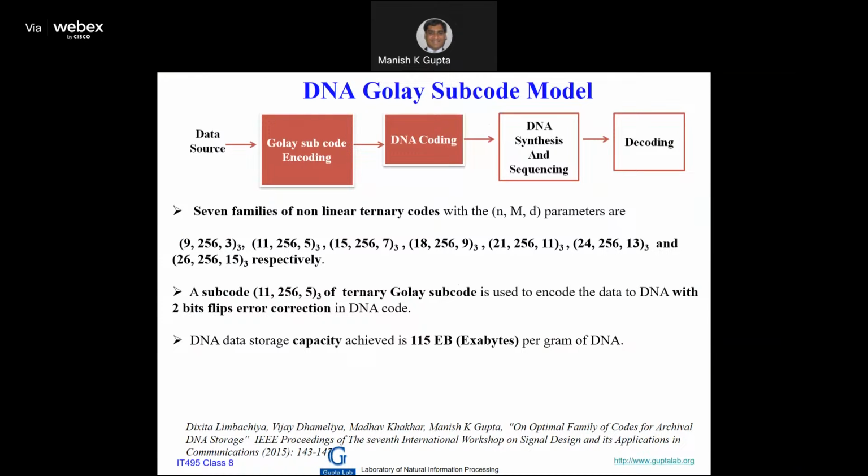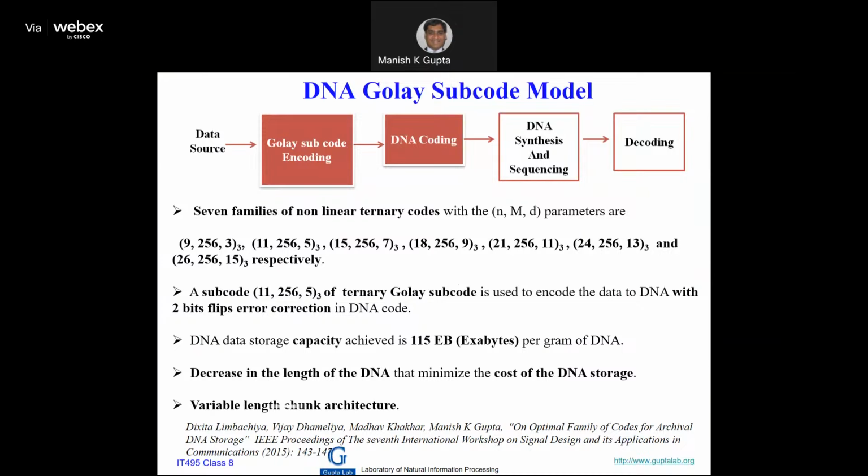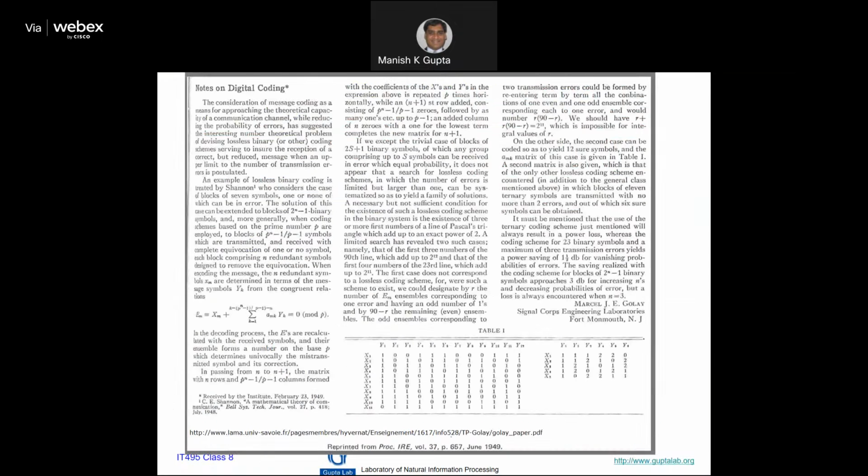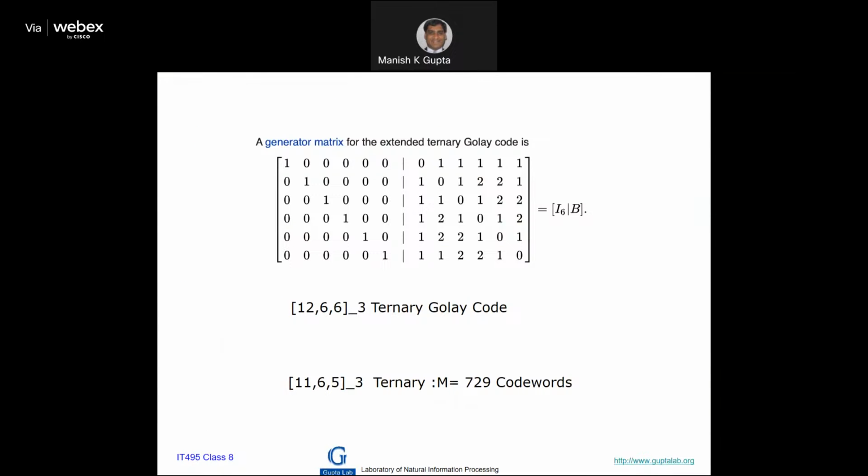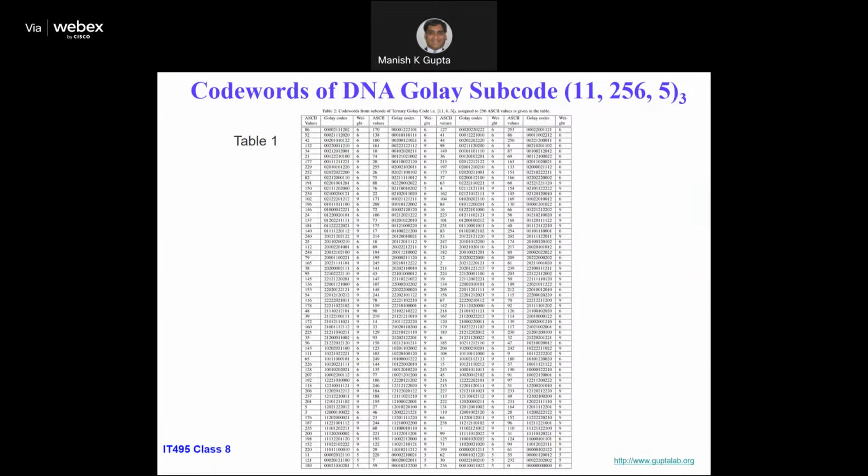So we identified a bunch of ternary codes, and then we picked the second one here because the length is 11, the total number of codewords was 256, and the distance is 5. So it can correct 2 errors, and it's a ternary code: 0, 1, 2, right? Here is the Gole code business which we talked about. This is the subcode which we actually used.